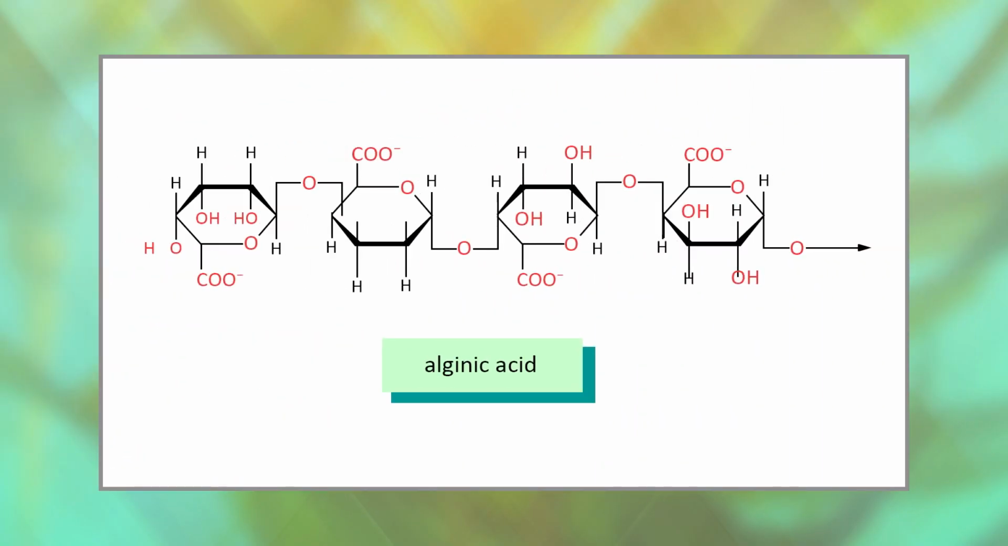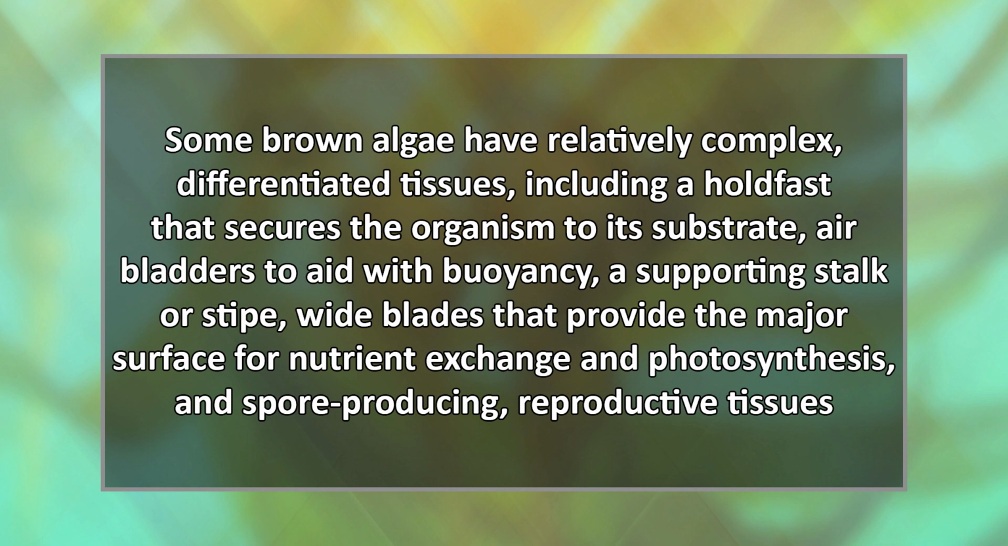Brown algae have cell walls constructed of cellulose and polysaccharides known as alginic acids. Some brown algae have relatively complex differentiated tissues, including a holdfast that secures the organism to its substrate, air bladders to aid with buoyancy, a supporting stalk or stipe, wide blades that provide the major surface for nutrient exchange and photosynthesis, and spore-producing reproductive tissues. The specialized reproductive cells of brown algae are shed into the water and are motile, using two flagella to achieve locomotion.